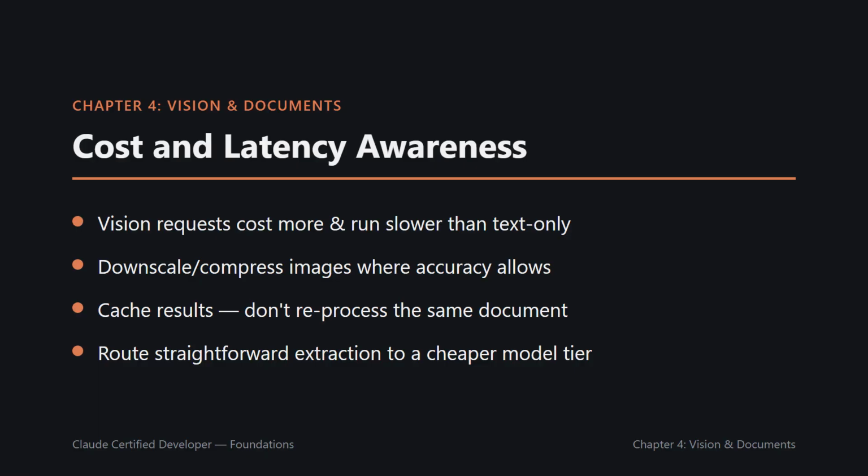Vision requests are generally more expensive and slower than pure text requests of comparable size, because image and PDF tokenization adds overhead beyond what the same information would cost as plain text. For a production feature processing many documents, downscale or compress images where accuracy allows. Cache results so you're not reprocessing the same document twice, and consider a cheaper model tier for straightforward extraction, reserving the top tier for genuinely ambiguous documents.